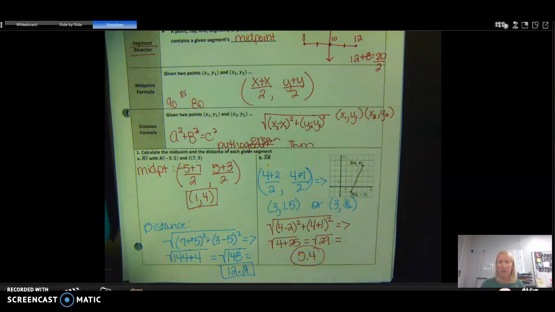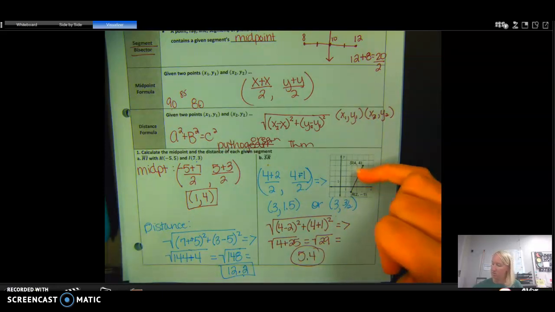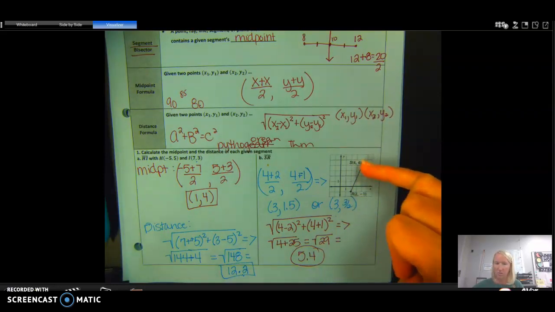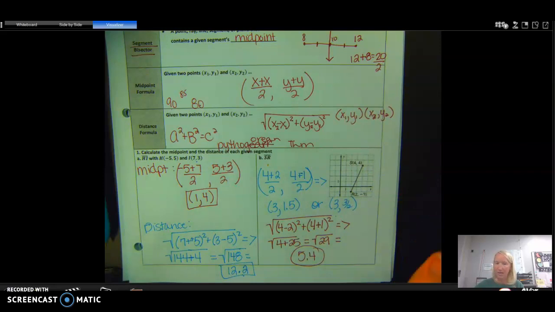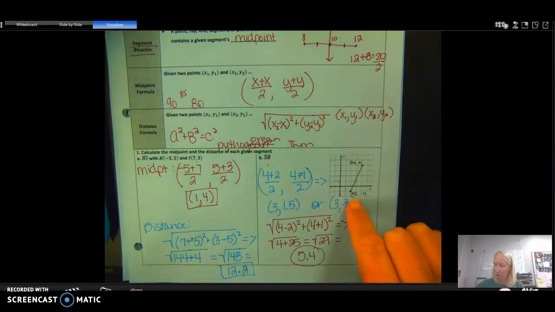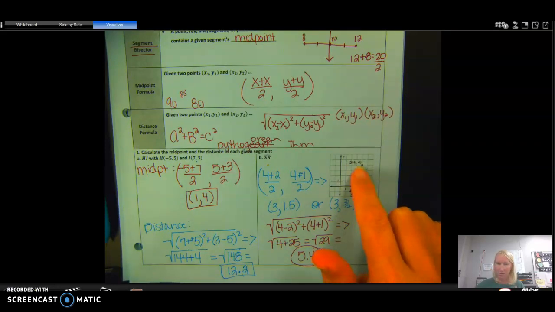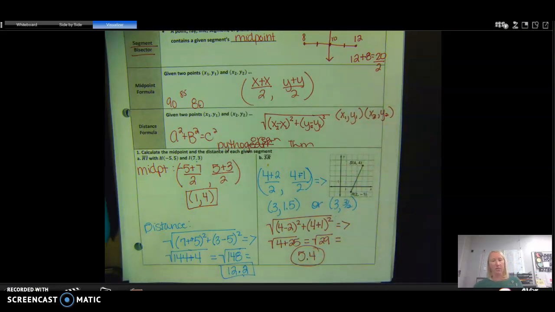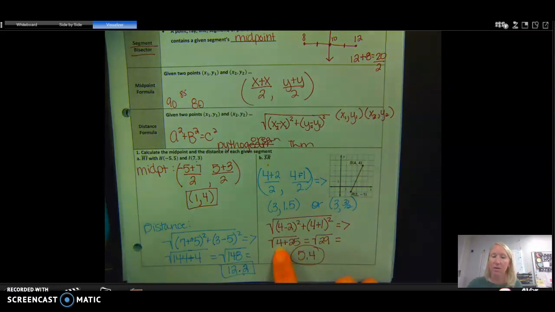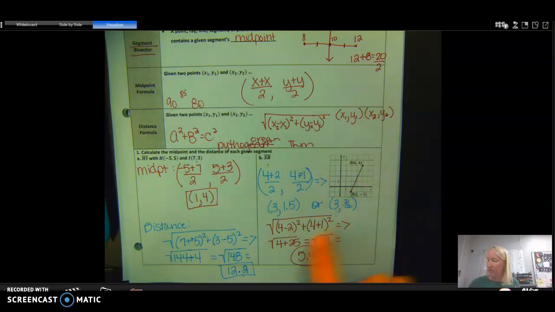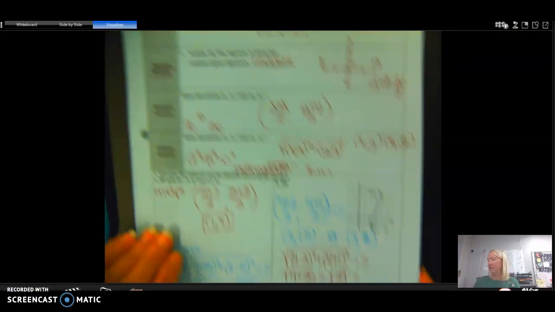For distance, I want to talk about something. I chose to do 4 minus 2, and since I did 4 minus 2, I had to do 4 minus a negative 1. You may have done that backwards. You may have done 2 minus 4, a negative 1 minus 4. You will get the same answer in the end if you do the mathematics correctly, because that would give you a negative 2. Negative 2 squared is a positive 4. And this part would give you a negative 5, and negative 5 squared is a positive 25. So rounded to the nearest tenth is 5.4.